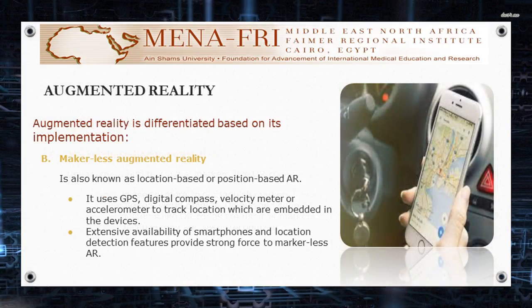Augmented reality is differentiated based on its implementation. B. Marker-less augmented reality is also known as location-based or position-based augmented reality. It uses GPS, digital compass, velocity meter or accelerometer to track location, which are embedded in the devices. Extensive availability of smartphones and location detection features provide a strong force to marker-less augmented reality.